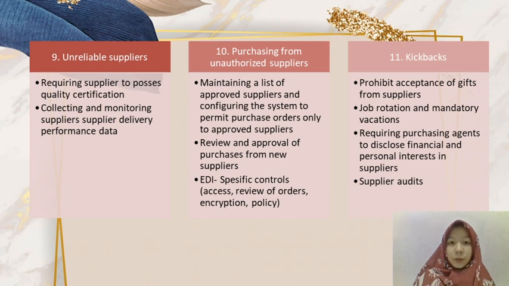Next is purchasing from unauthorized suppliers. Solutions are maintaining a list of approved suppliers, review and approval of purchases from new suppliers, and for EDI, specific controls: access, review of orders, and an encryption policy. And next is kickbacks. The solutions are prohibiting acceptance of gifts from suppliers, job rotation and mandatory vacations, requiring purchasing agents to disclose financial and personal interests in suppliers, and supplier audits.